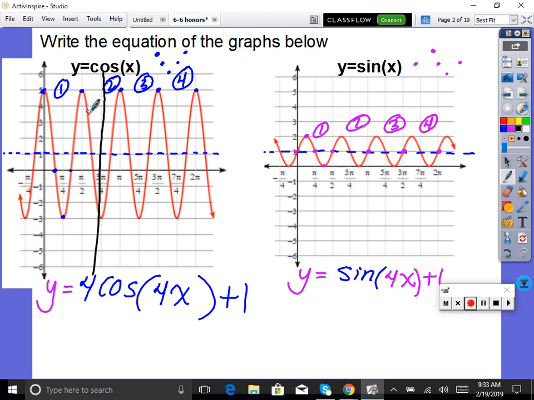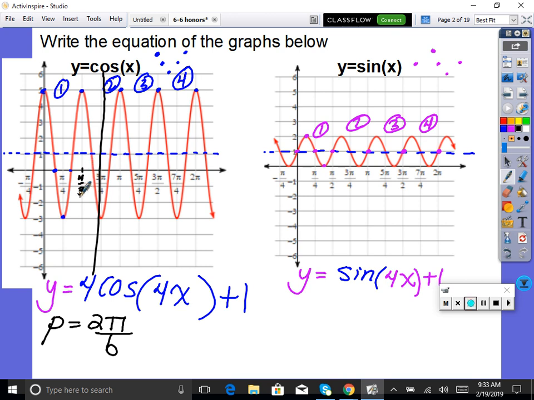Well, how's another way? What if these weren't pi's? Like, what if these were 1/2, 4/3? Well, guys, use this instead: the period is equal to 2 pi over b. Now, you'll always be able to see a full period. Period means length of a cycle. So let's say that this ended at 4/3, for example, right here.